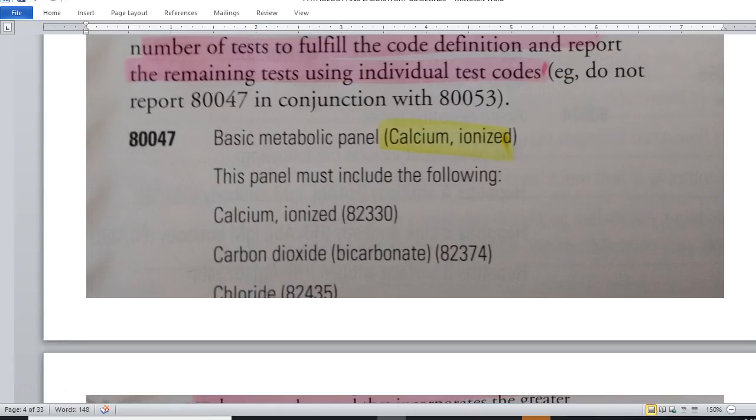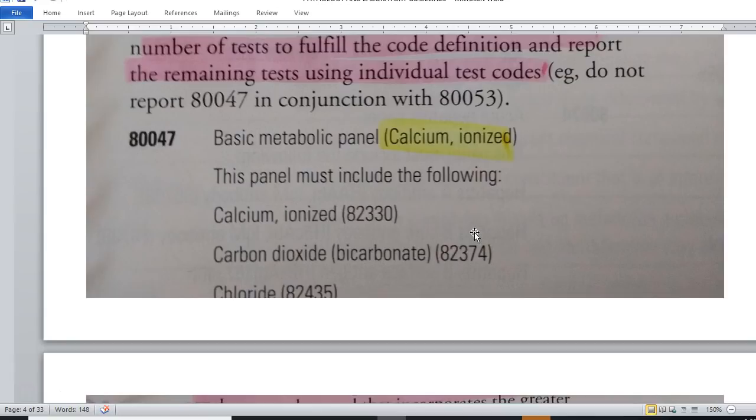What we would do is code the panel that has the highest amount of tests included, and code everything else separately. So what you'll see here is the code that goes with the panel. The code descriptor here is a basic metabolic panel, calcium ionized. Underneath, it must include all of the following. It gives you the name of the test and the code. So 82330 is what we would find if all we were doing is testing calcium ionized for the patient.